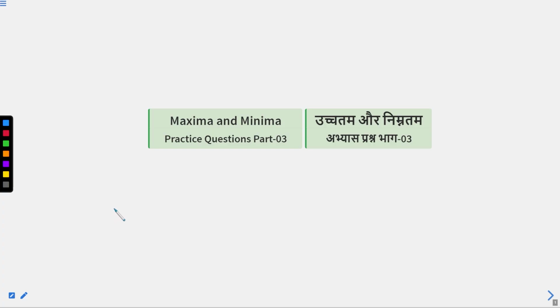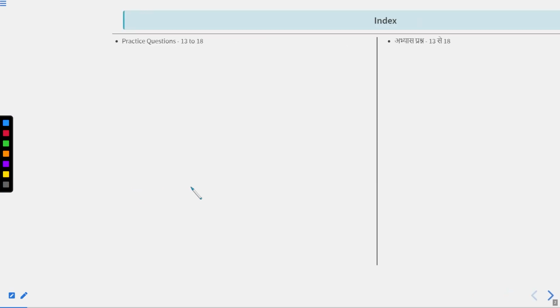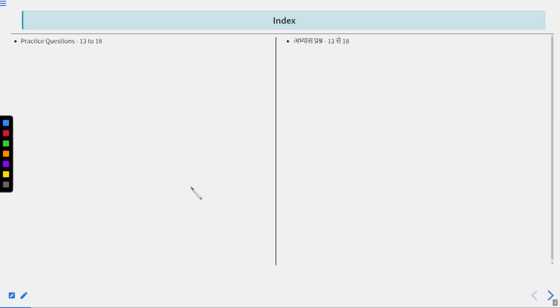Hello everyone. In today's lecture, we will see some more questions based on maxima and minima. In the last lecture, we had done practice questions till question number 12. So in this lecture, we will start from question number 13 and we'll do till question number 18.